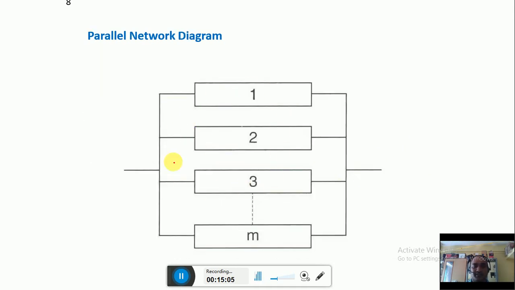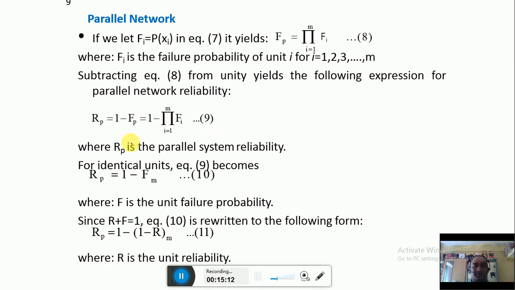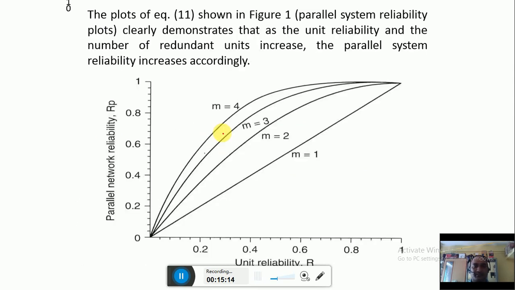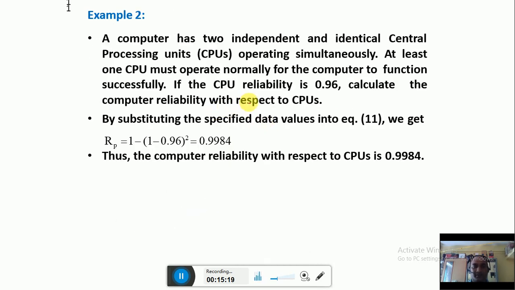So this is the network, how we show components connected in parallel. It is the same as we have already discussed. We'll discuss this plot later after solving this problem.